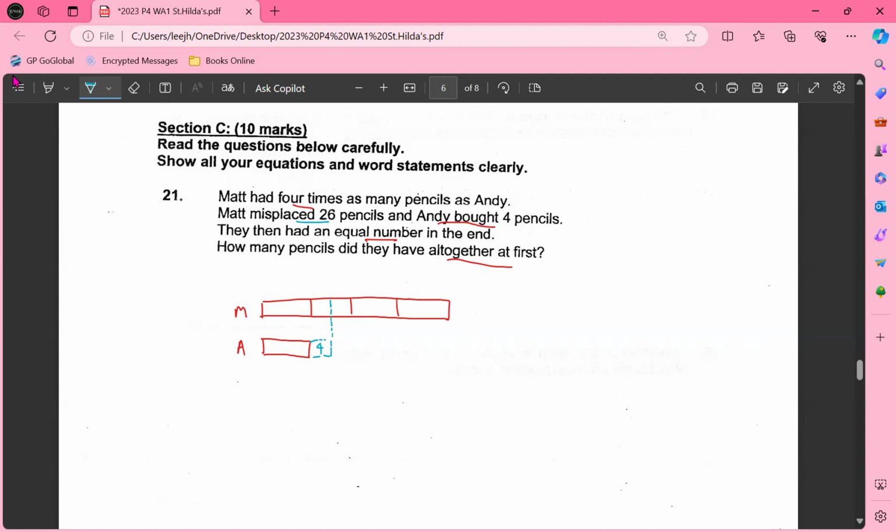So that means this will be the 26 pencils that Mat misplaced. Then you see they're equal now. Can you see that? So I want to know how many pencils do they have altogether at first.